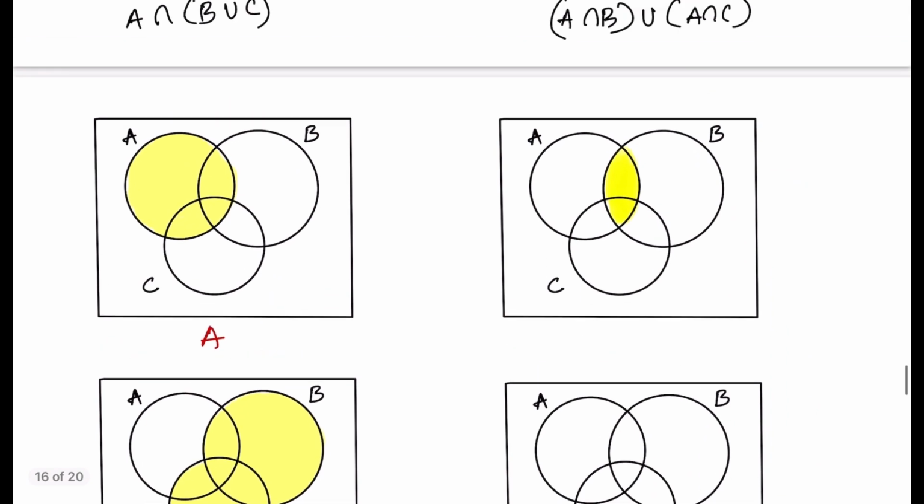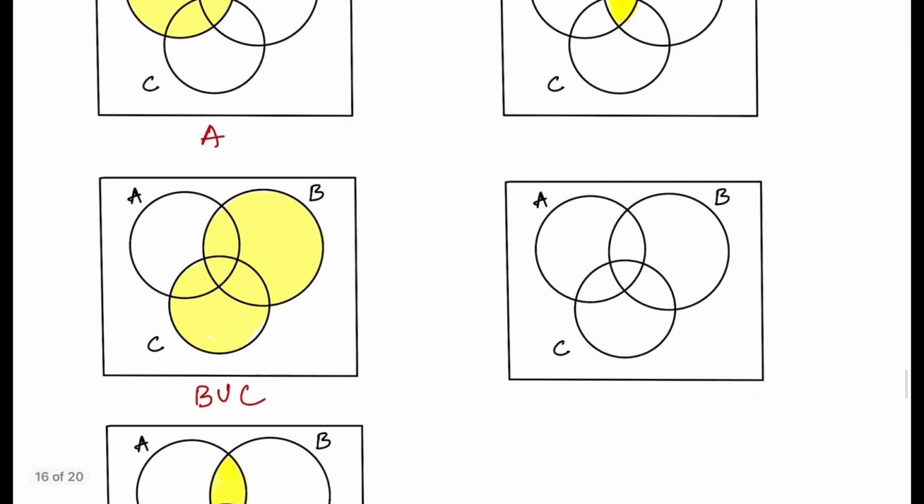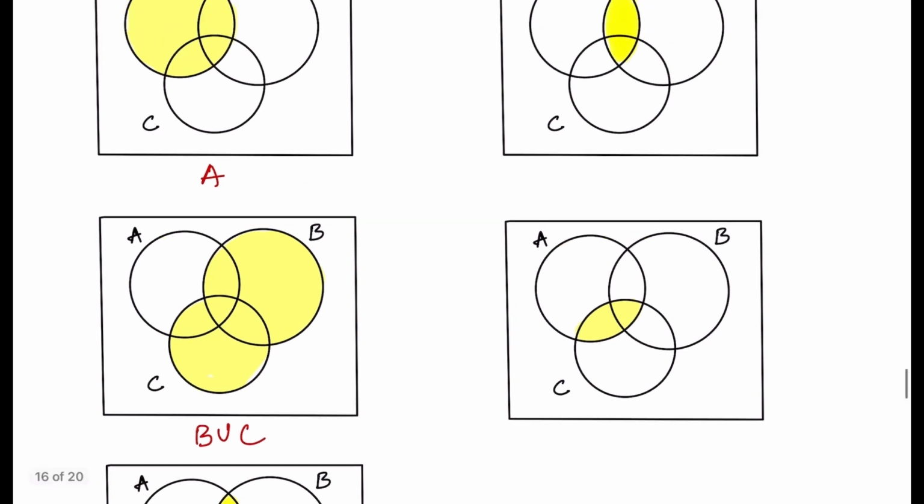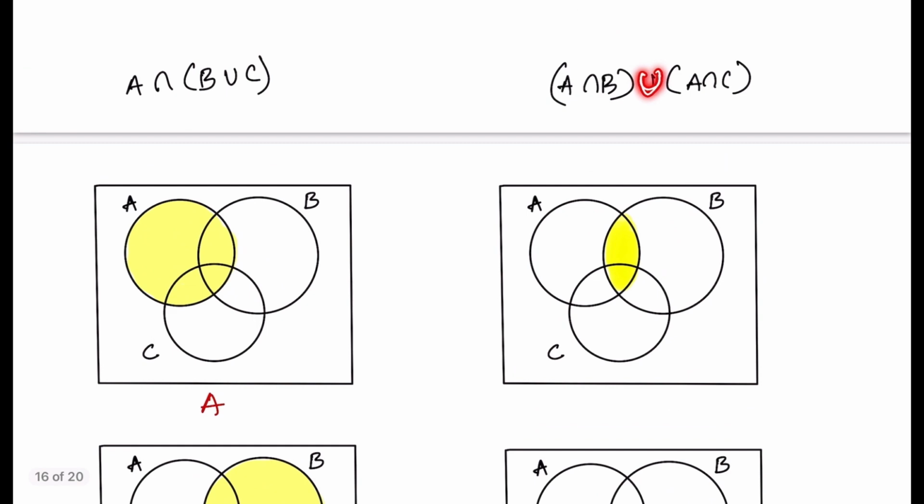So this was the first step, to shade the region of A intersection B, the common region of A and B. Next we will shade the region for A intersection C, the common region for A and C. This is the common region for A intersection C. Next, in between these two, what is there? Union is there. In union what we do? We shade the region of both the sets.